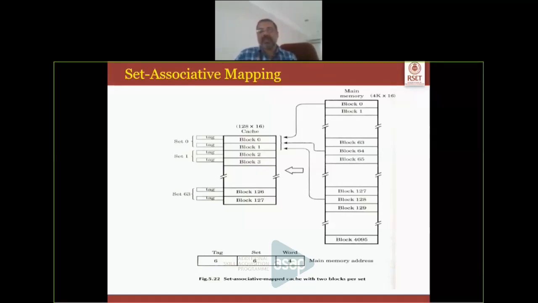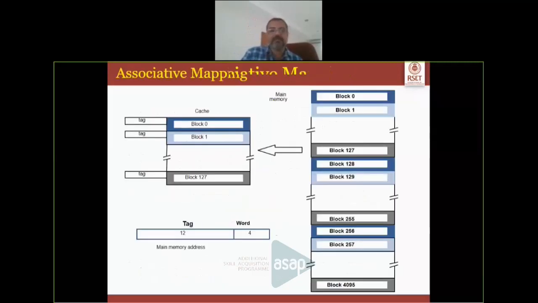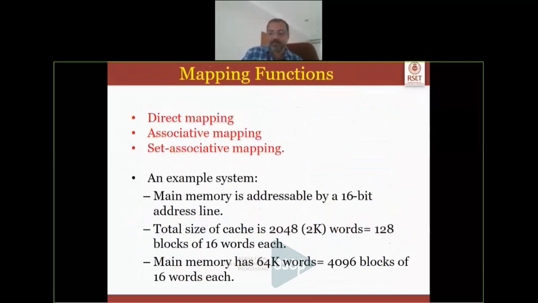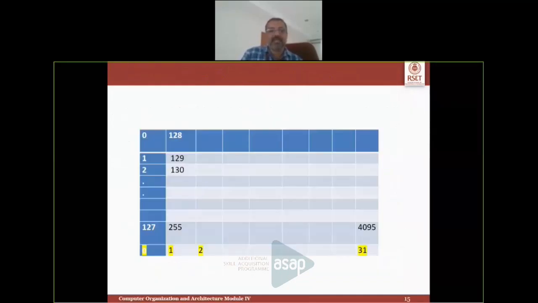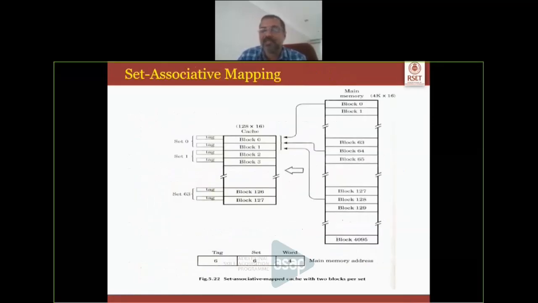You write block 0 up to block 63 in a line, like this diagram, block 0 to block 63, then block 64 in the next line, and it goes up to 4095. If you write according to that, you can address that whole set using the 6 bits.